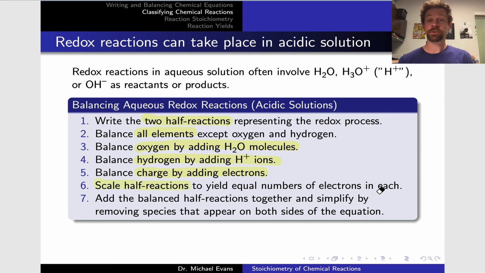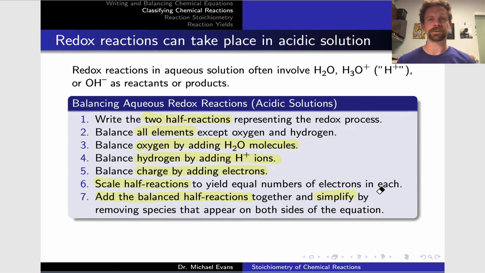We then add those two together and simplify by removing species that appear on both sides of the equation, kind of spectator species that have been introduced by virtue of this process. So that's a long process, and we'll look at an example of this here shortly.